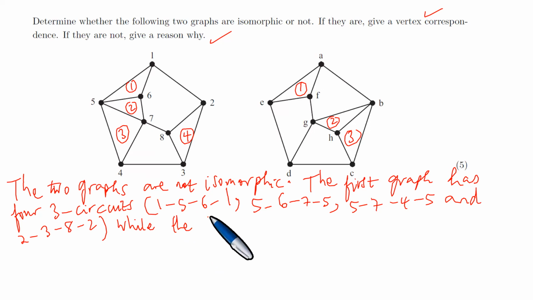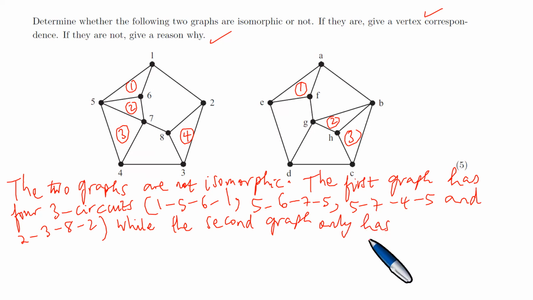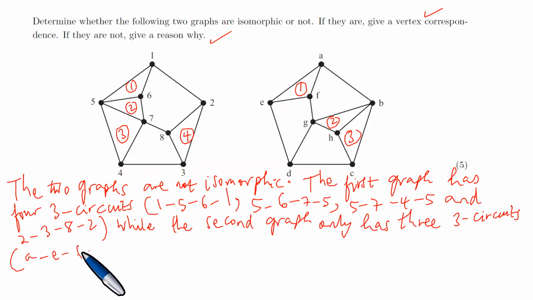While the second graph only has three 3-cycles. Yeah, you see, 1, 2, 3. Let's list them because there are not so many. You start with A, E, F, A. Then you come to the second one, G, B, H, G. Next, H, G, B.